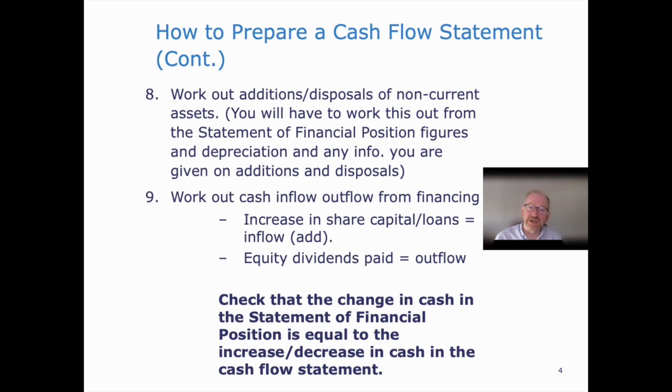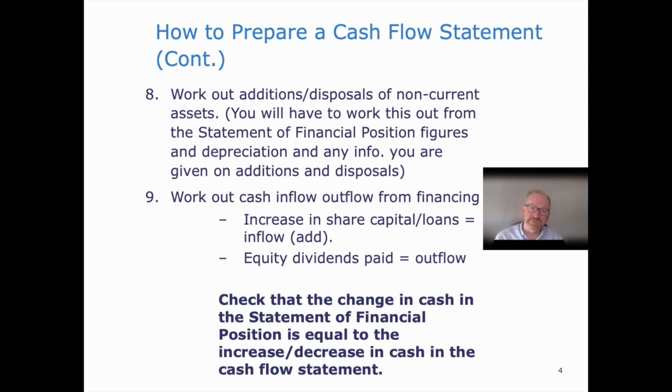Step 8 is to work out any additions and disposals of non-current assets. You may have had to do this already in order to work out the depreciation charge or the profits and losses on the disposals of non-current assets. You may need to do some workings for this, so that will vary from question to question. What you're looking for in step 8 is the amount of cash that we paid out for new non-current assets and the amount of cash that we receive for disposal of assets. So you look at the individual questions for how you actually do that in different circumstances.